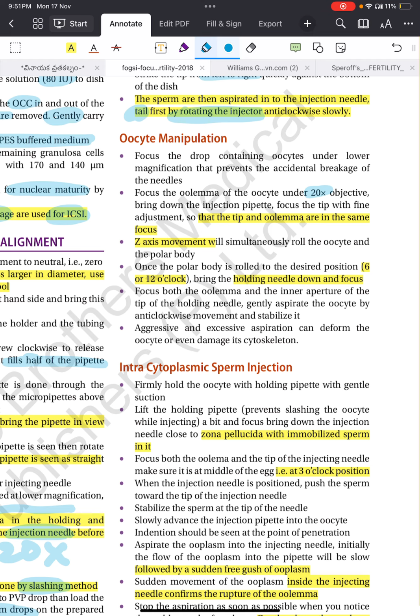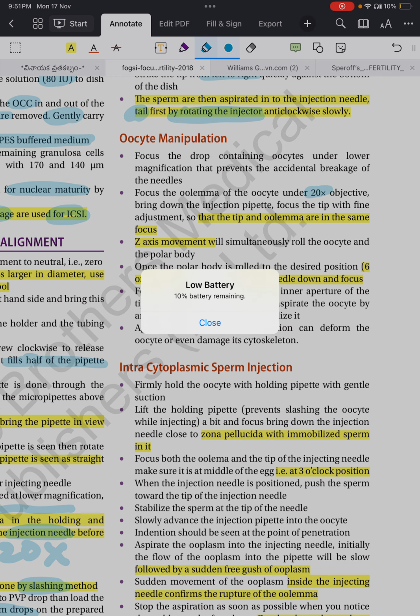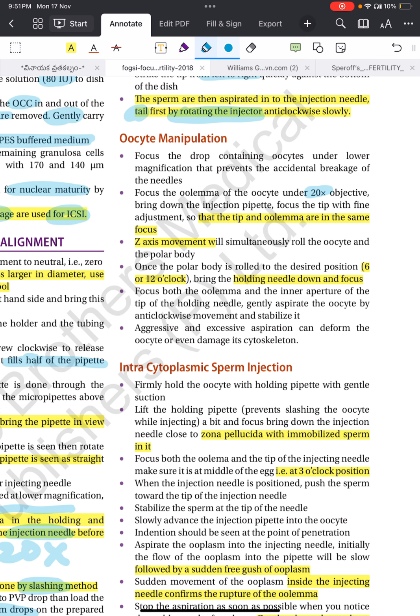Bring down the injection pipette. Focus the tip with fine adjustment, so the tip and oolemma are in the same focus. Z axis movement will be done simultaneously. Then roll the oocyte so that the polar body is at the 12 o'clock or 6 o'clock position.